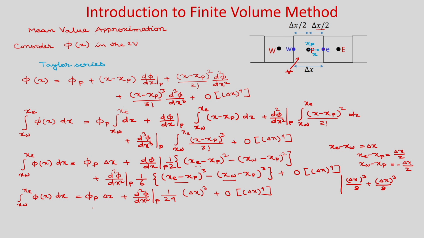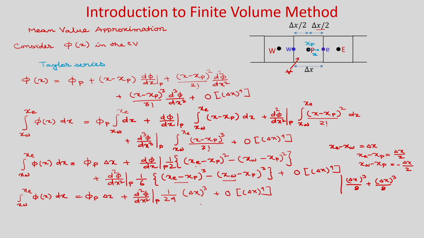Now, you see. So, now if you approximate this integral and if you take only the first term, then you can write phi p into delta x and you can neglect the other terms. So, what you can write? So, phi p, which is your average value at the phase center, okay, of this function phi x, you can write 1 by delta x, integral from x w to x e of phi x dx, okay. So, this if you write, then you can write it as phi p, okay, plus, delta x you are dividing, so it will be order of delta x square.